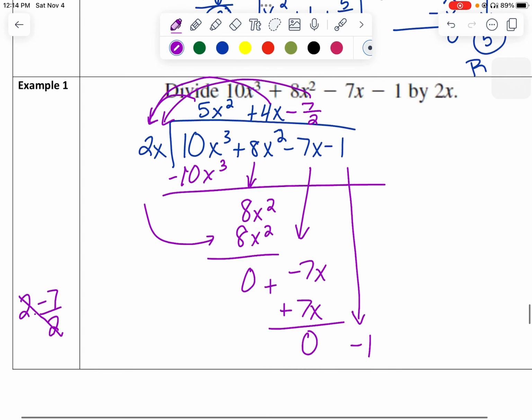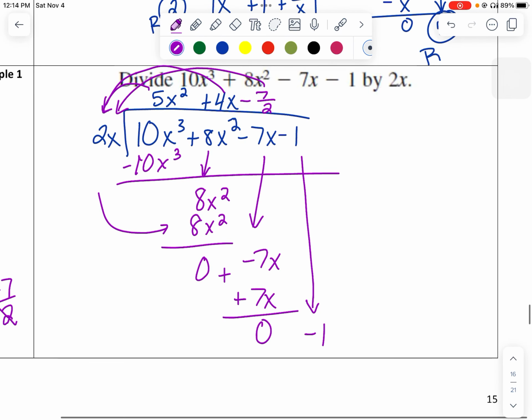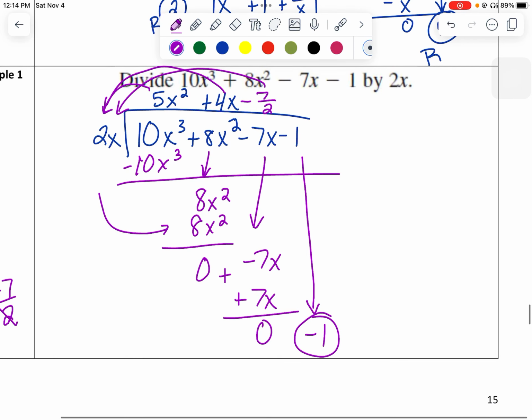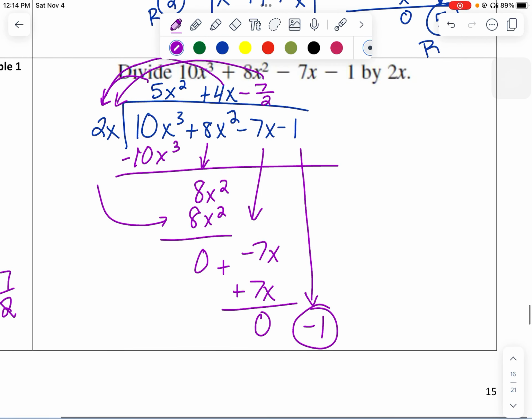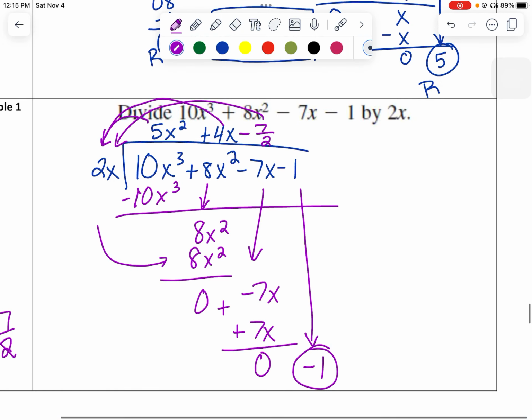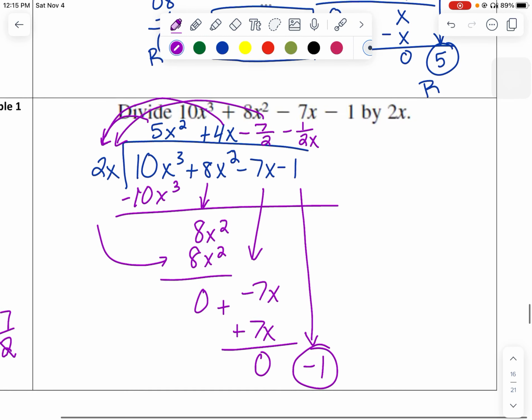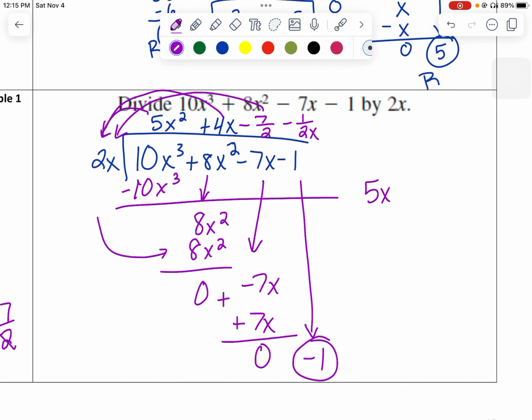Since this is a constant left and there's no more x's, this is a remainder because I can't multiply anything to get any constant value or any number to get rid of my x. So that's my remainder. So then I'm going to have negative 1 left out of the 2x that I started with. So my final answer here is 5x squared plus 4x minus 7 halves and then minus 1 over 2x.